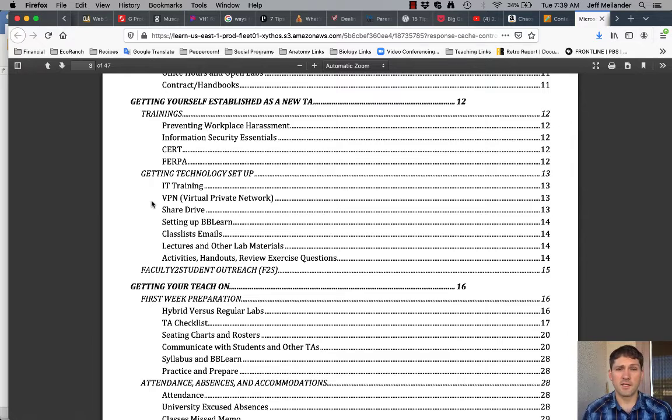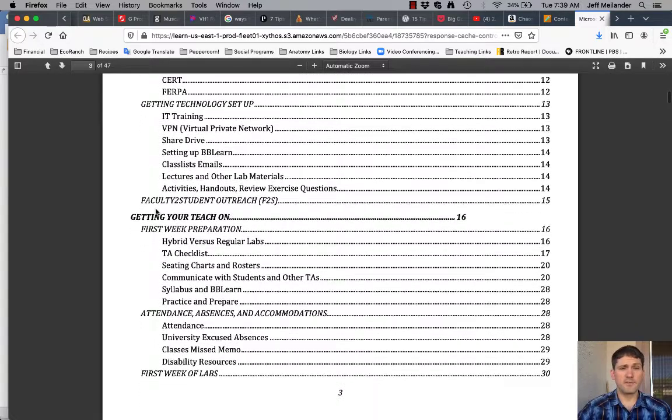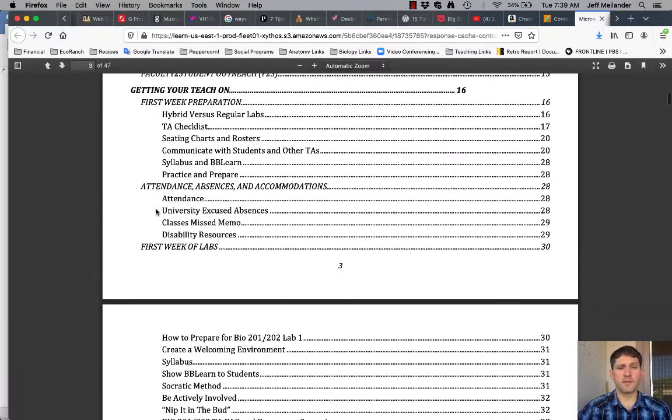When we get into the tests and making tests, you'll be accessing test banks and weekly reviews and things like that there. Moving down a little bit, this is then getting your teach on. So how do you prepare for the first week? There's resources for seating charts, communicating with students, what a syllabus in BB Learn looks like, practicing, preparing.